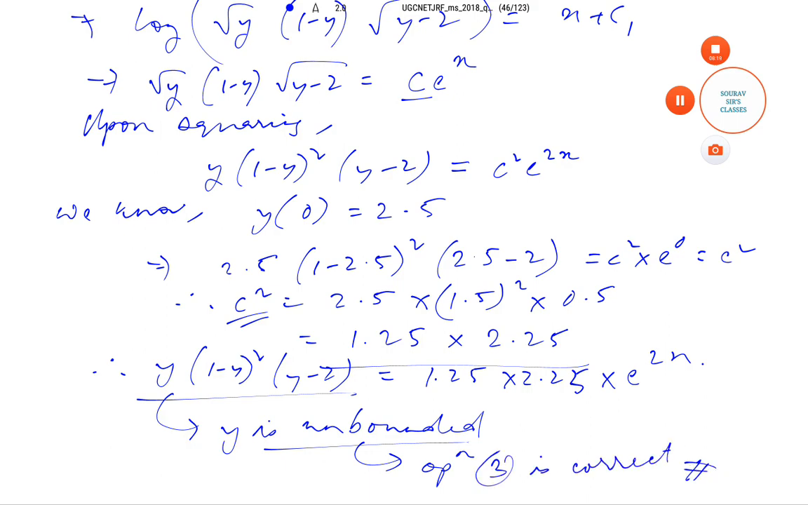So today we have solved question number 43 from the CSIR UGC NET JRF exam, which was conducted in June of 2018. We'll be solving the next questions in the subsequent videos.